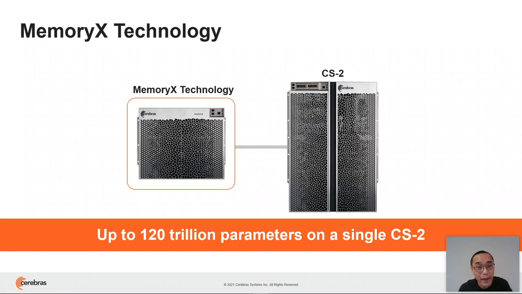Next, to handle these models of extreme size, we add an external store to hold all the model parameters or weights. We call this technology Memory X, and it's designed specifically to scale to extreme model sizes, capable of supporting up to 120 trillion neural network weights, and is optimized to intelligently stream these to the CS2 in a way that eliminates the impact of communication latency.